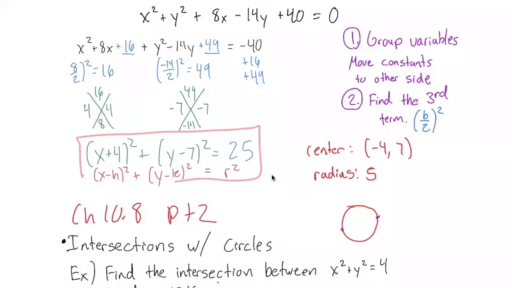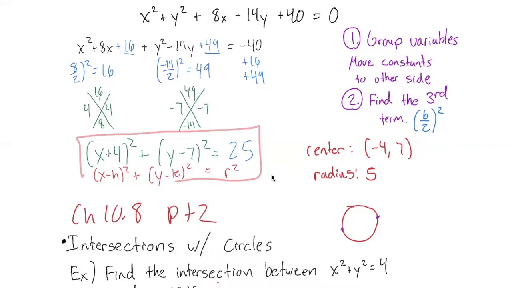All right, so I'm just going to verbally explain this real quick for the people who are not here. First step, group the variables. And technically you're supposed to move the constants to the other side. So this plus 40 here, you want to move it over here, so negative 40. Group them together. You do your b over 2 squared. And from there, you have 16 and 49. So you put them as your third term for each of those variables, and make sure you add it to the other side. Then you factor it out.